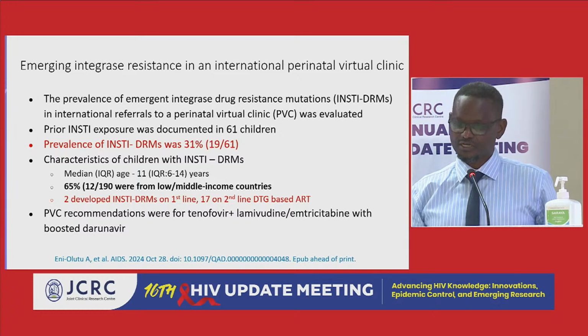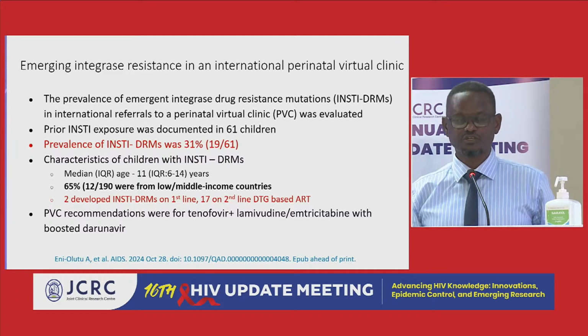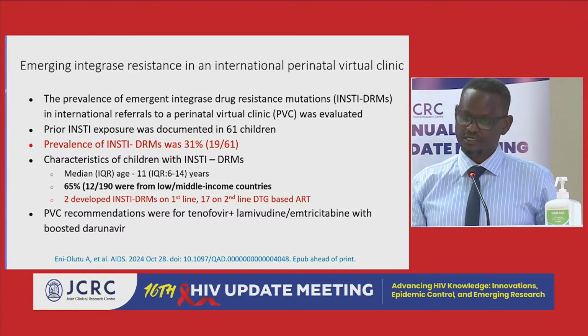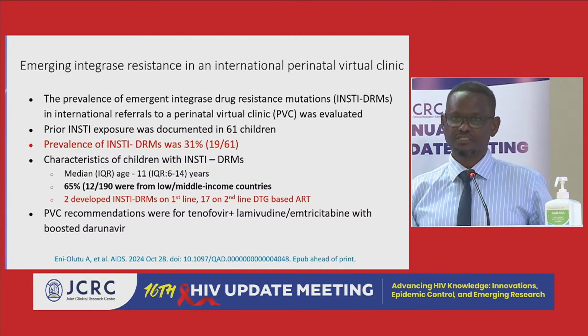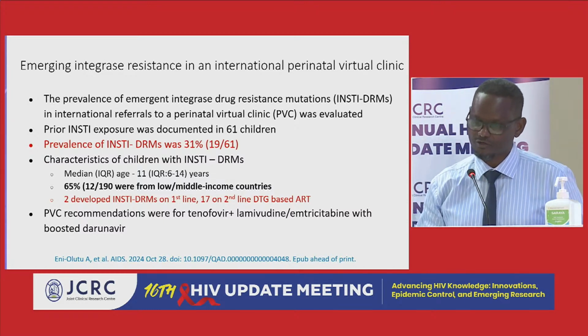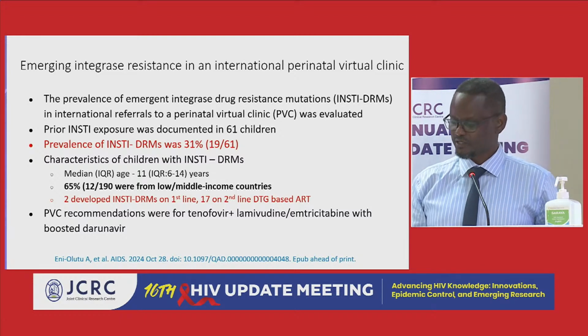Similar to the Malawi data, the median age was about 11 years, and the majority of the children were from low and middle income countries. So 2 children developed resistance while on first line DTG based regimen, and 17 failed on a second line DTG based regimen, which is probably not surprising. So the team that runs the clinic recommended TAF, FTC, and boosted darunavir-ritonavir, which is probably a favorable one and wouldn't be very different from what we would recommend here.